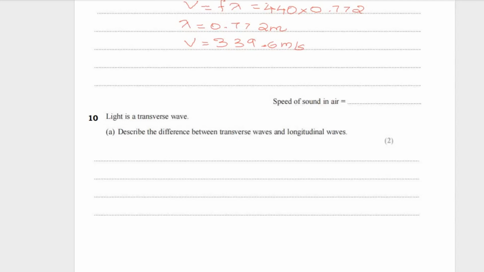The main difference between transverse and longitudinal waves comes from the vibration of the particles. In the case of a transverse wave, the particle vibrations are perpendicular to the wave direction. In the case of longitudinal waves, the particle vibrations are parallel to the wave direction.